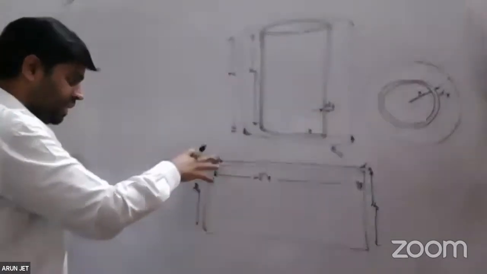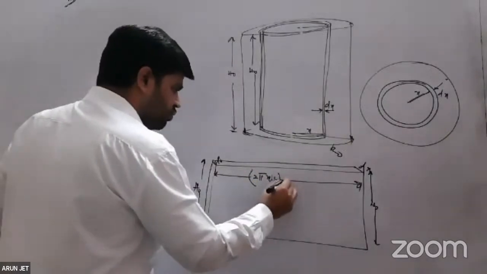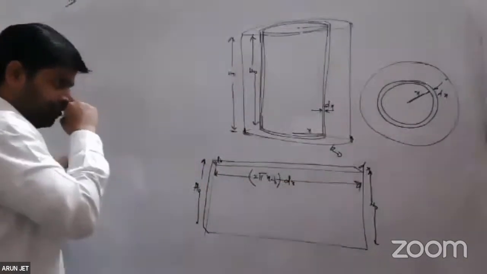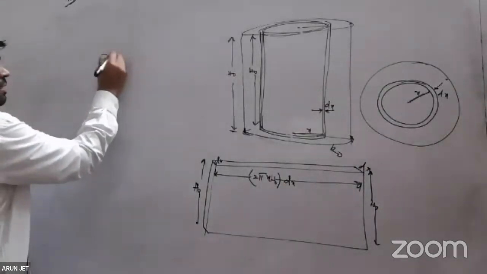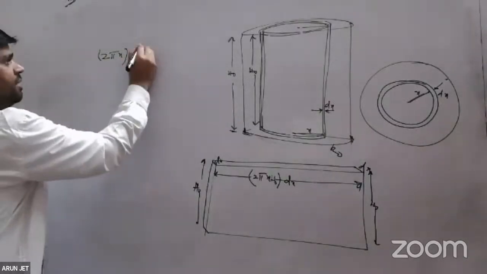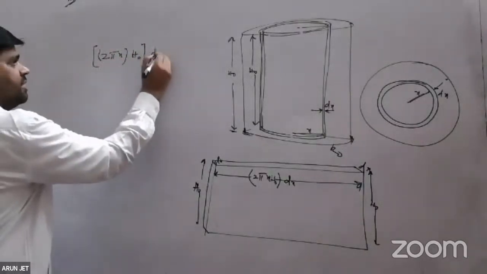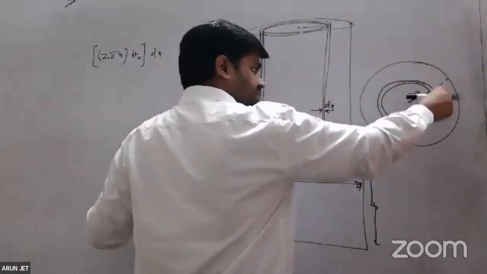So 2 pi x dx. What is the area of this one? 2 pi x into h naught is the area. What's the volume of this one? 2 pi x into h naught into dx. Right? So 2 pi x is the length, as you said, into h naught is the area of that sheet, into dx is my volume of the sheet of thickness dx.